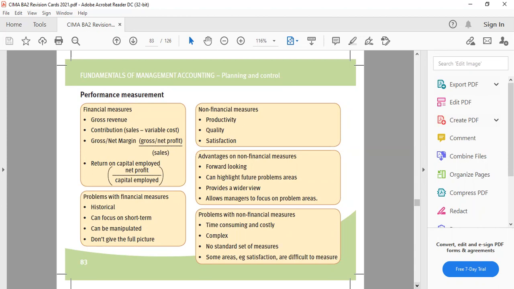analyses. So that can be manipulated and they don't give the full picture because only one part of the financial statements at a time is taken up and it is evaluated, the performance is measured. So it may not give the complete picture of the organization. It is only focusing on the financial aspect, ignoring the non-financial aspect. Therefore it does not give a full picture of the organization.